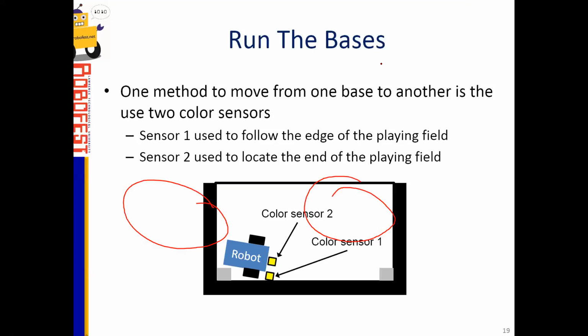All right, one method to move from one base to another is to use 2 color sensors. Sensor 1 will be used to follow the edge of the playing field. Sensor 2 will be used to locate the end of the playing field.